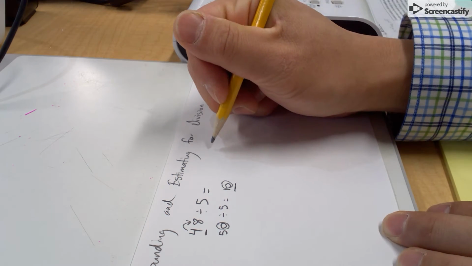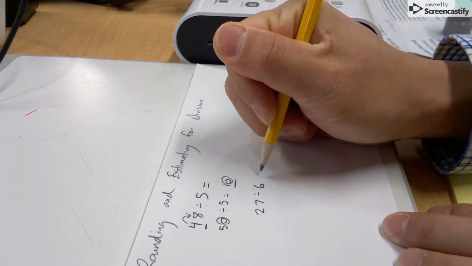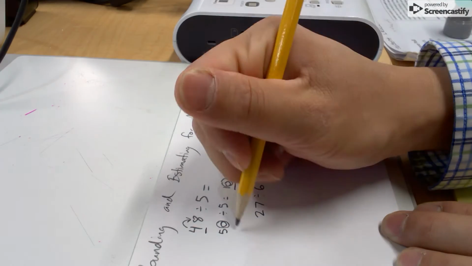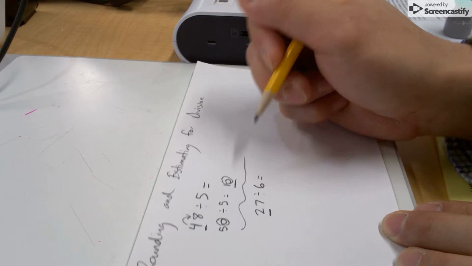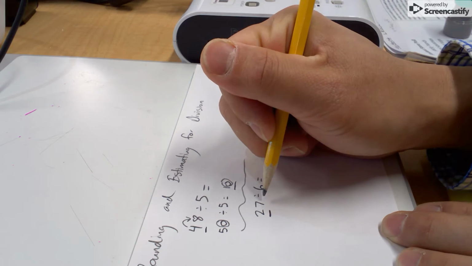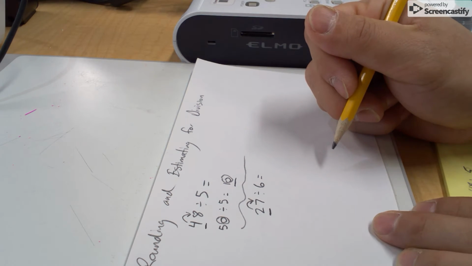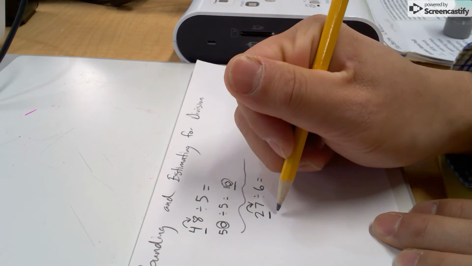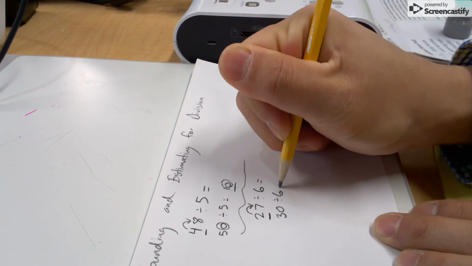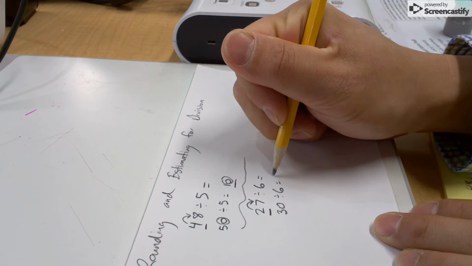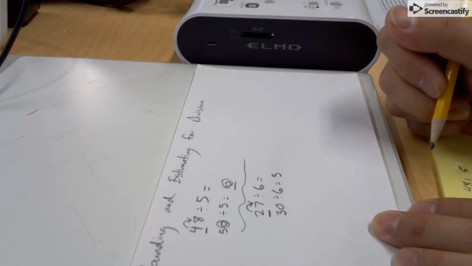Another example would be 27 divided by 6. Once again, we're going to round to the tens place. For this number, we have 2 tens, and we're going to look at its neighbor, which is a 7. Once again, 5 or above means we will round this number up, and we will end up with 30 divided by 6, which is a multiplication fact, and this would give them the answer of 5. 30 divided by 6 is 5.